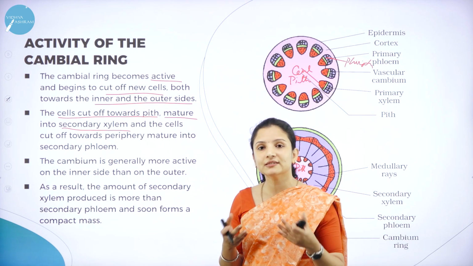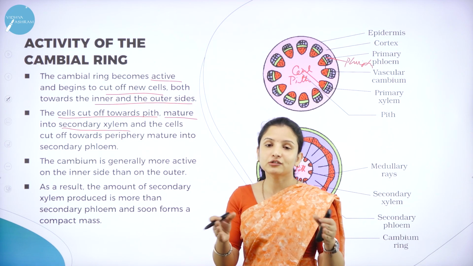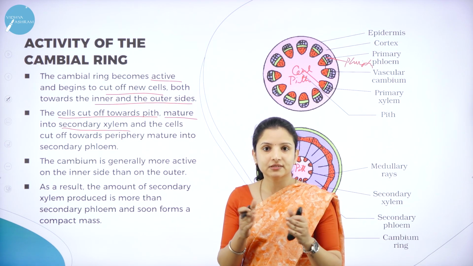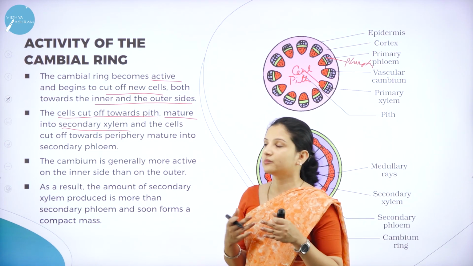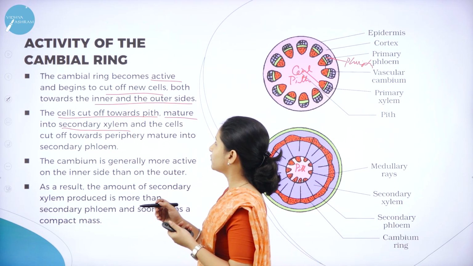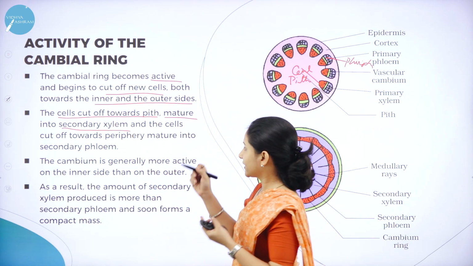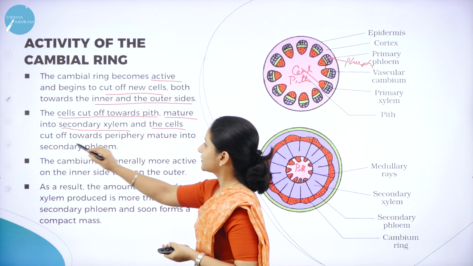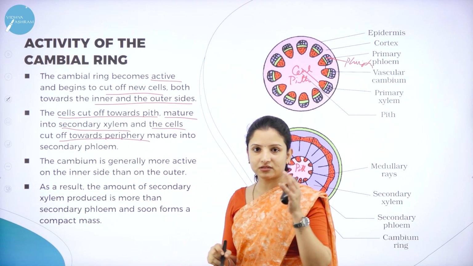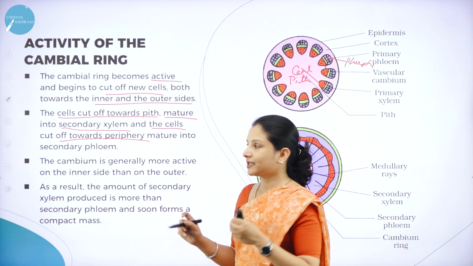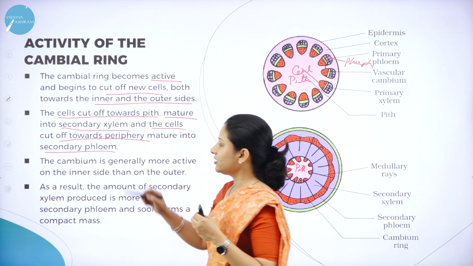So therefore, when the cells get added, what happens? The size of the plant material, or the size of the stem, will obviously increase. That is the concept behind this. The cells cut off towards the pith mature into the secondary xylem, and the cells cut off towards the periphery, the primary phloem cells, get matured into the secondary phloem.